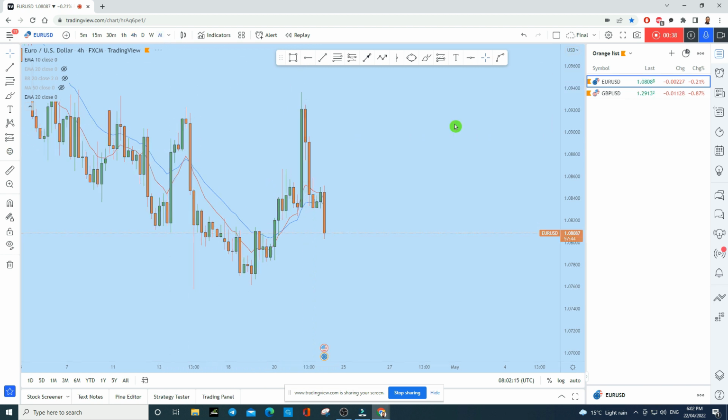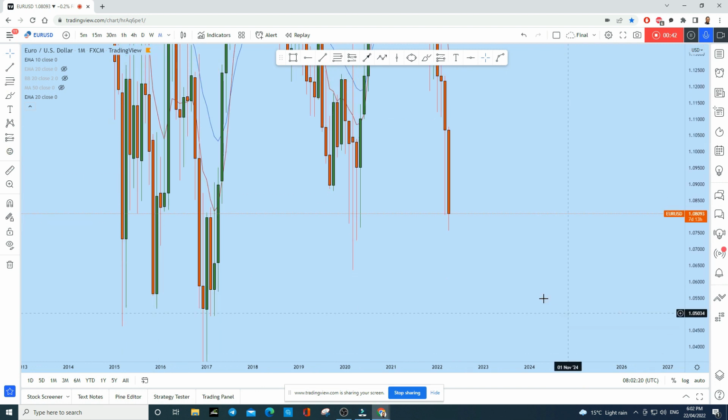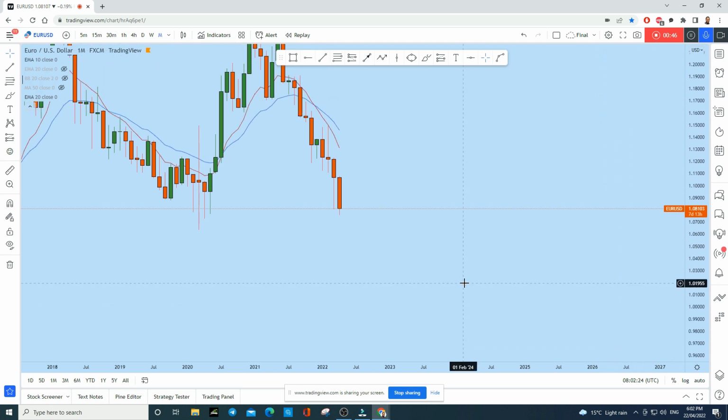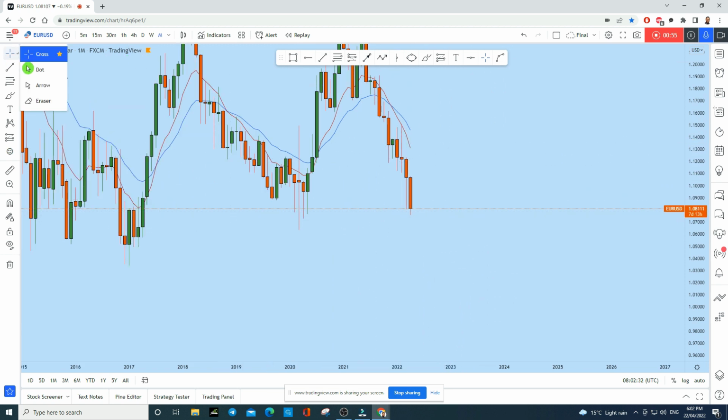Now, let's start with the higher time frame first, the monthly time frame. We'll do EUR/USD first and then we'll jump on to GBP/USD. So on the monthly, as discussed in quite a few of my analyses, EUR/USD monthly is looking very strongly bearish.